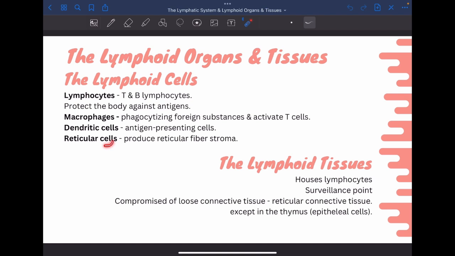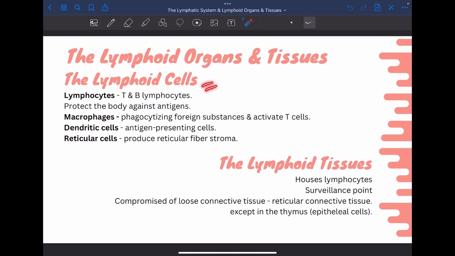Then the last thing that we have is these reticular cells. The reticular cells are very important in producing or forming the reticular fiber stroma, which is essentially the stroma that is present in all of the lymphoid organs excluding the thymus, and we'll understand why exactly, what the thymus has and what the stroma of the thymus is.